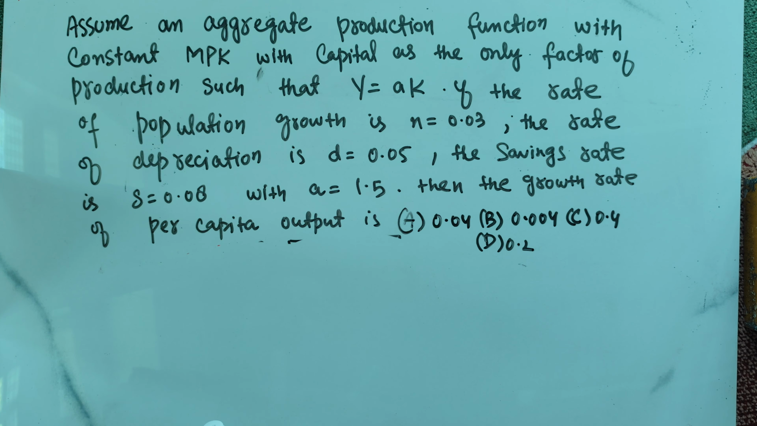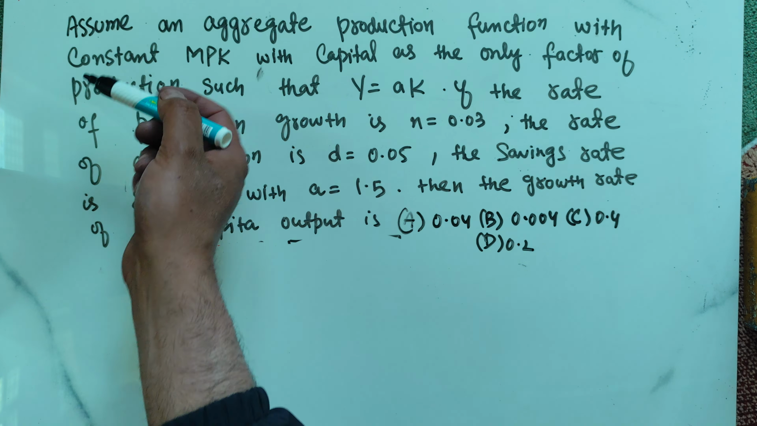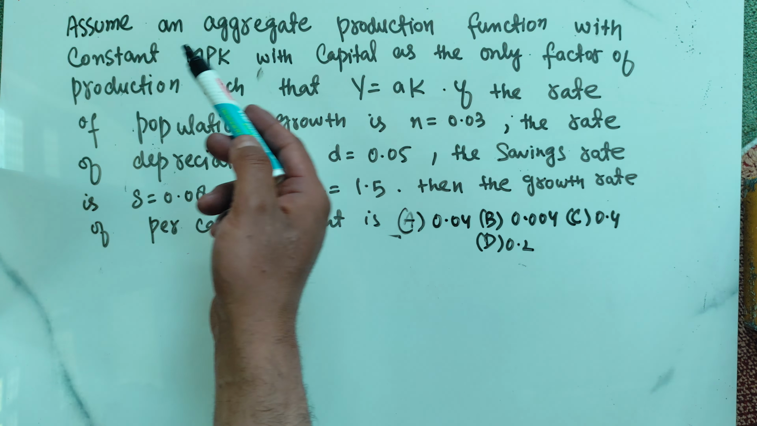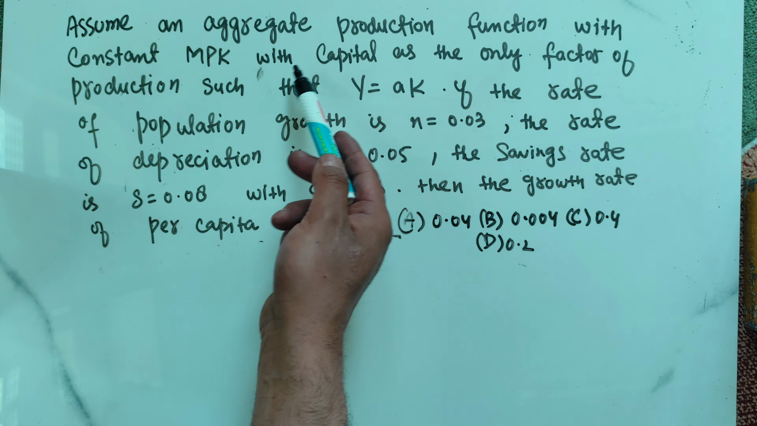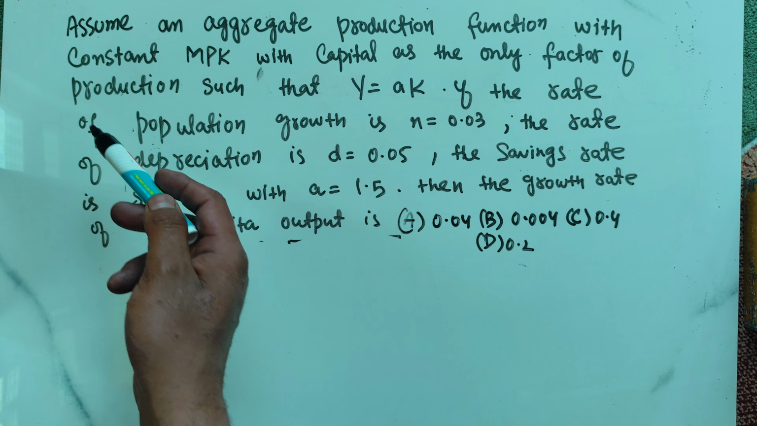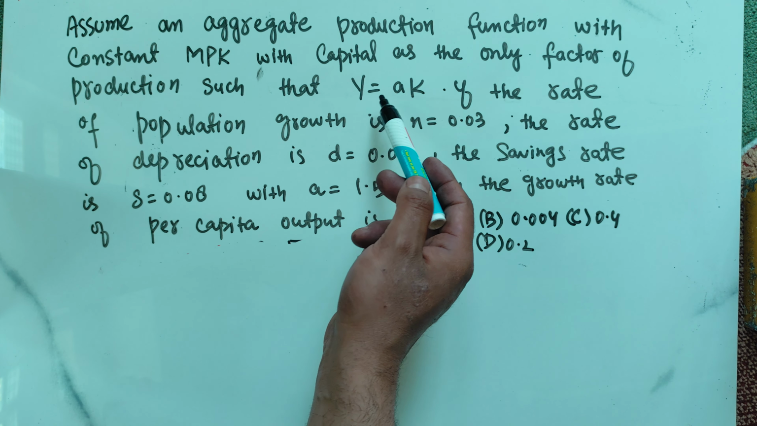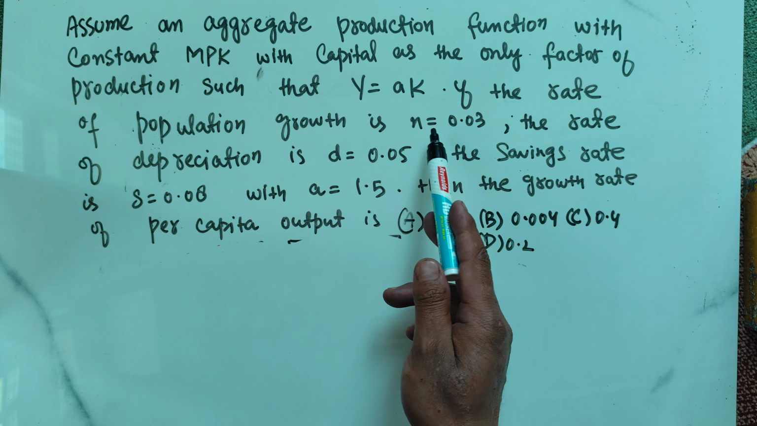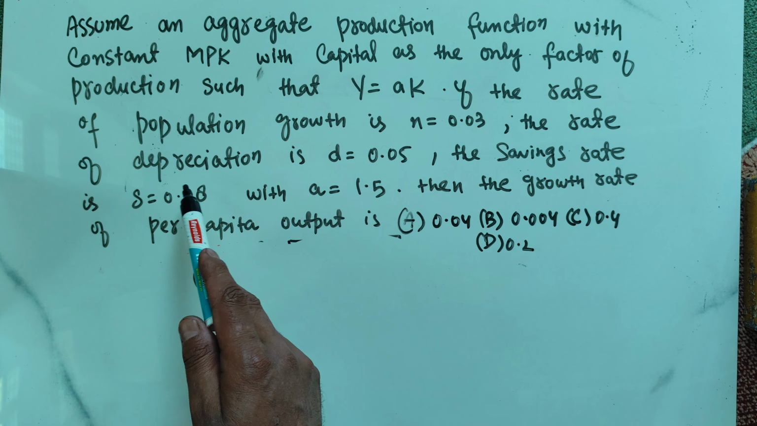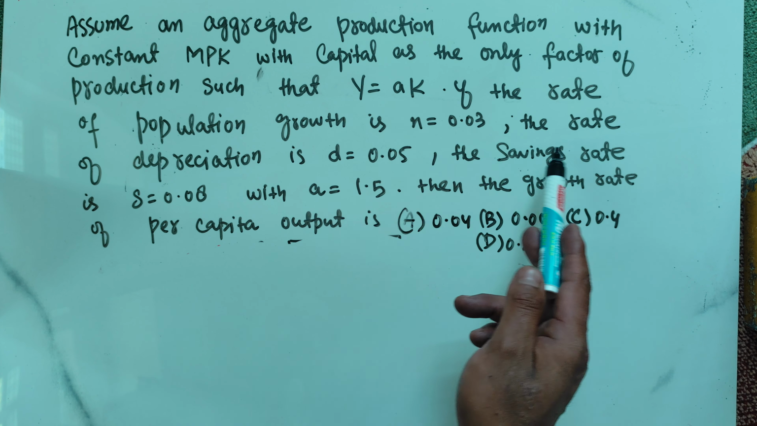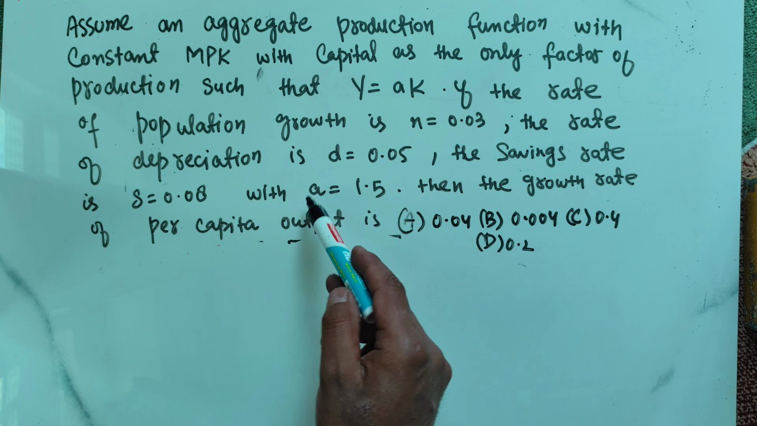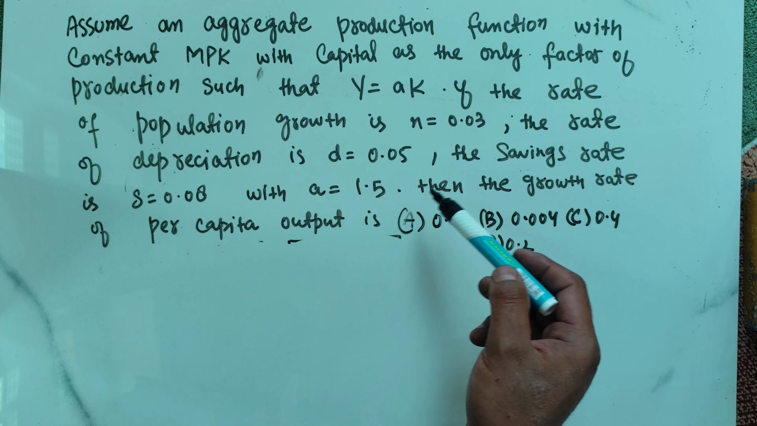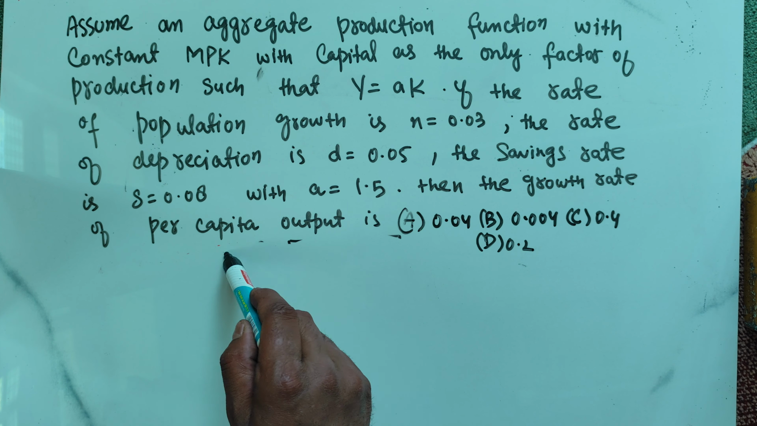In this video, we will solve a question on how to find out the growth rate of per capita output using the Solow model. The question is: assume an aggregate production function with constant marginal product of capital, with capital as the only factor of production, such that Y is equal to A times K. If the rate of population growth is denoted by n, which is equal to 0.03, the rate of depreciation is 0.05 and the savings rate is 0.08, with A equal to 1.5, we need to find out the growth rate of per capita output.